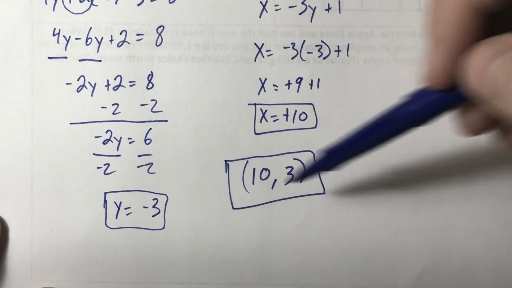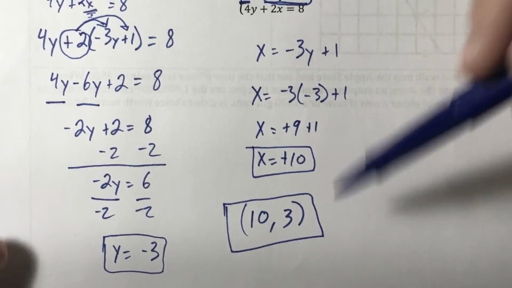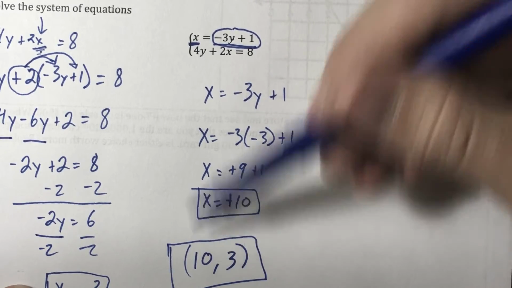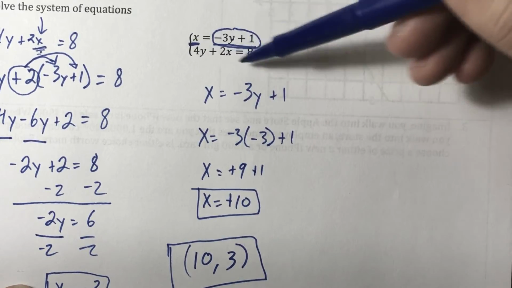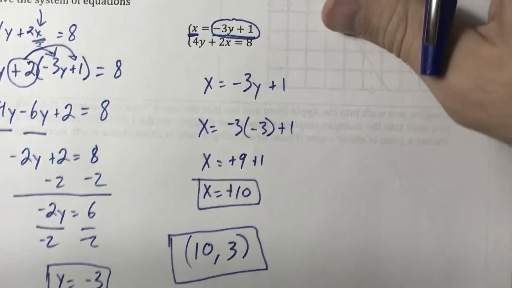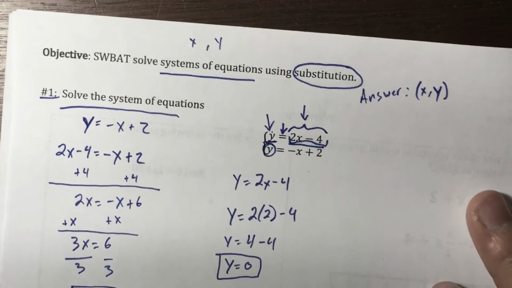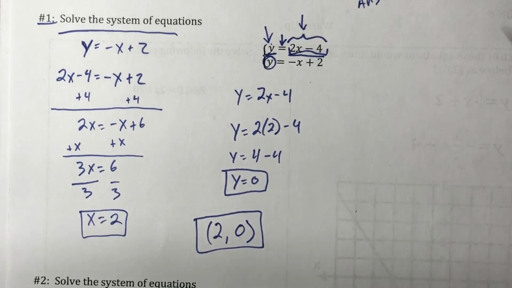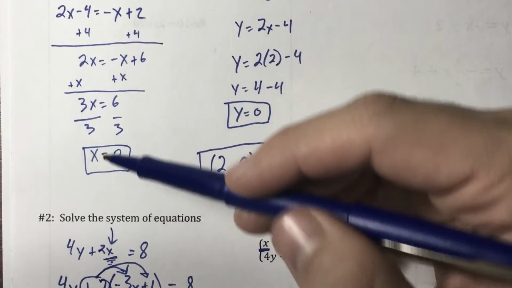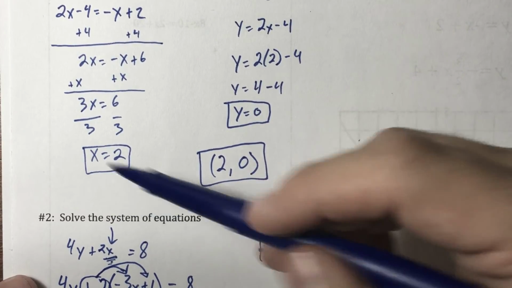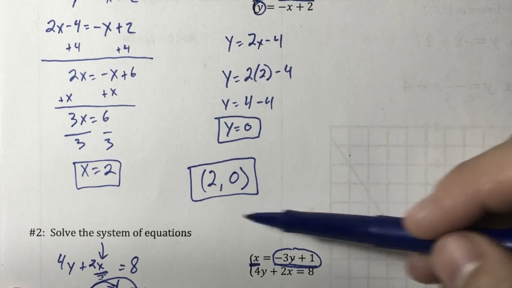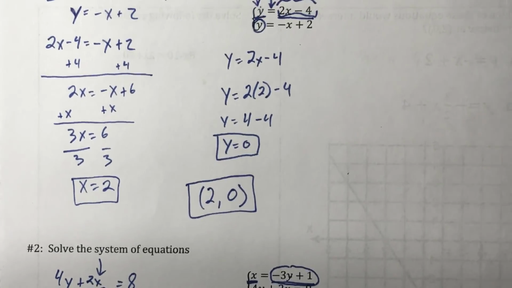Great. Now that we've solved for x and y and rewritten our coordinate point, I want you to go back and substitute 10 in for x and negative 3 in for y into both equations to make sure that this point satisfies both equations. But this really covers substitution. Make sure you have a variable isolated, substitute in to solve for one variable, then take that value to solve for your other variable, and then make sure you rewrite your final answer as an ordered pair.